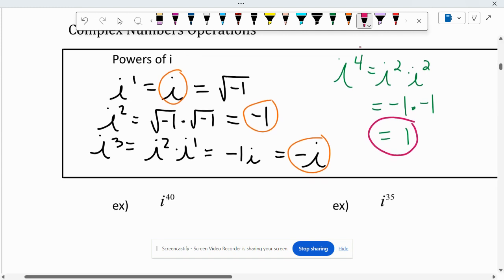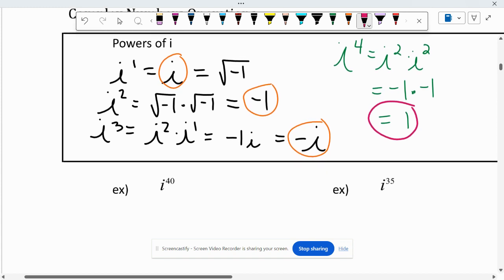So if I take i to the 40th and I look at my power, 40 divided by 4 gives me a remainder of 0, which means that it's going to be 1. Remainder of 0 is 1.